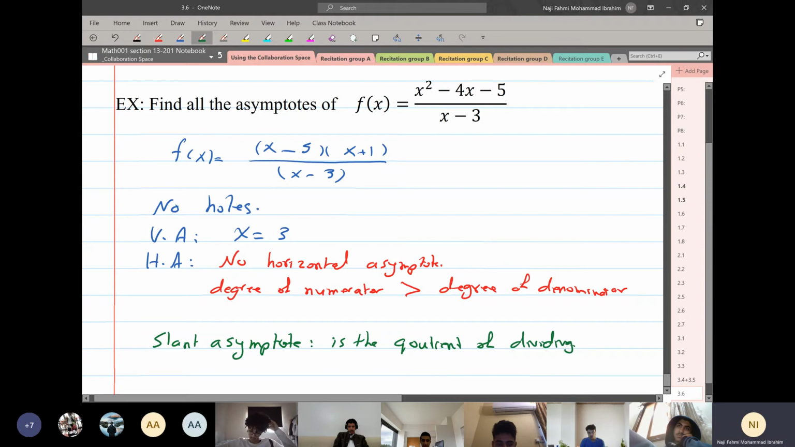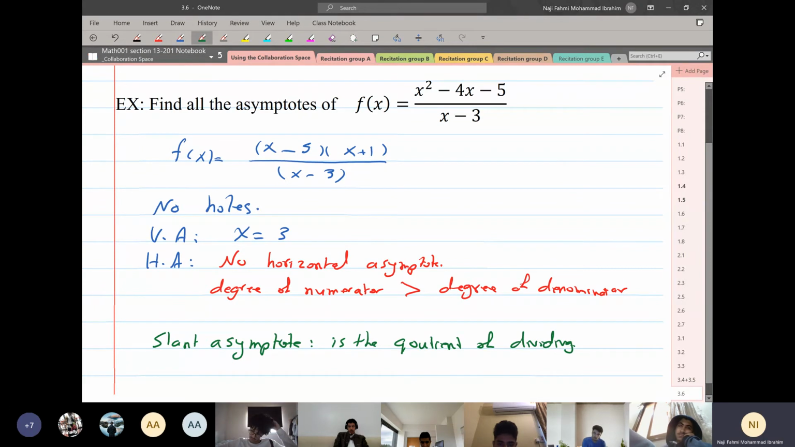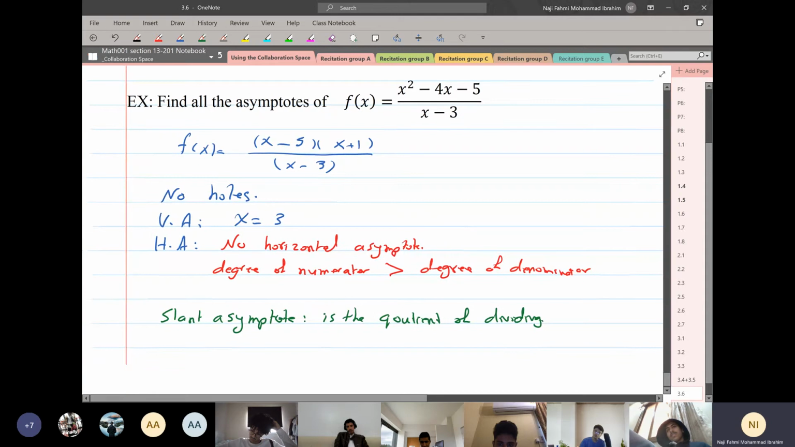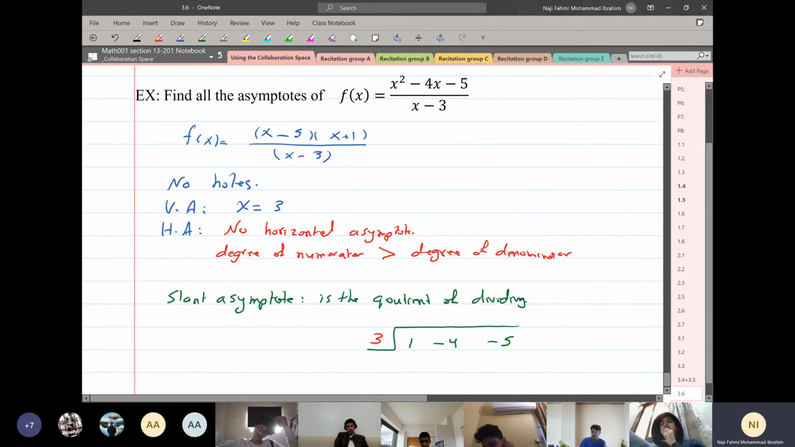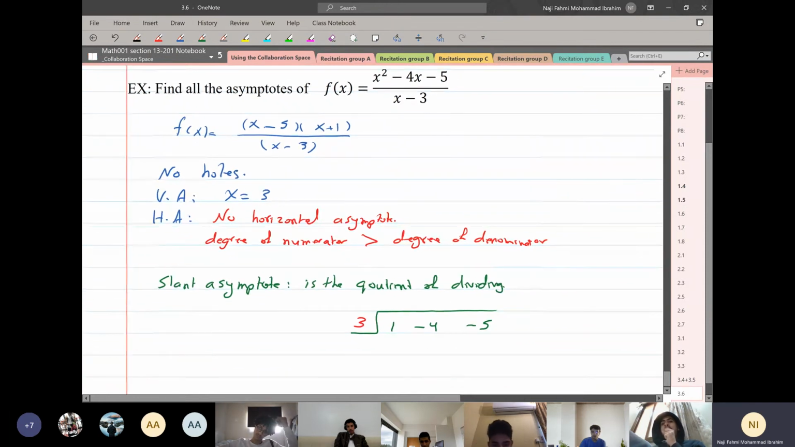We have learned 2 methods to divide. We learned the long division and the synthetic division. Can I use the synthetic division in this example? Yes, it's easy. Of course, yes. Let's divide now. X squared is 1, I'm writing the coefficients now. 1, -4, -5, and we are dividing by what now? 3. By 3. Let's see what's going to happen now.